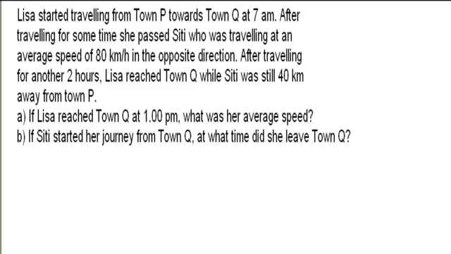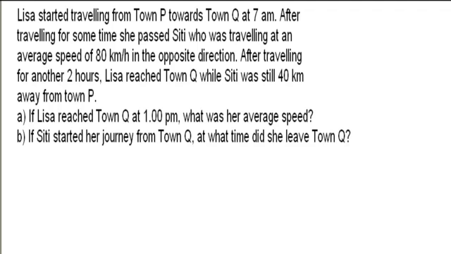Hello, here is a question for Primary 6 on speed. Lisa started traveling from town P towards town Q at 7 a.m. After traveling for some time, she passed Cici, who was traveling at an average speed of 80 kilometers per hour in the opposite direction. After traveling for another 2 hours, Lisa reached town Q while Cici was still 40 kilometers away from town P. A. If Lisa reached town Q at 1 p.m., what was her average speed? B. If Cici started her journey from town Q, at what time did she leave town Q?